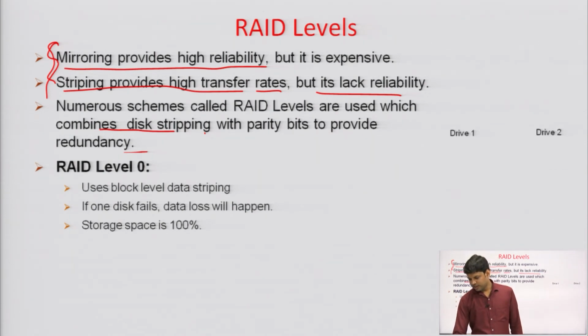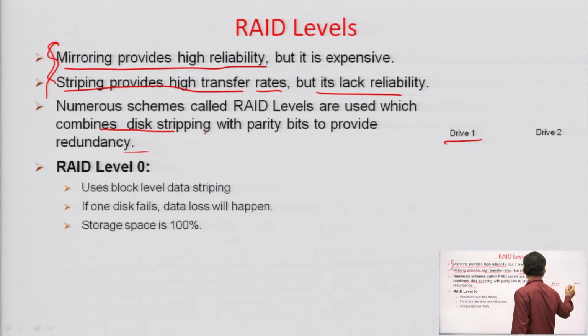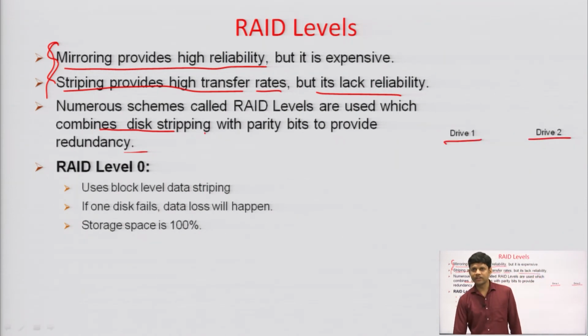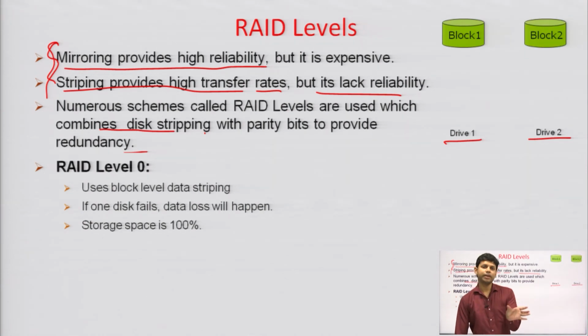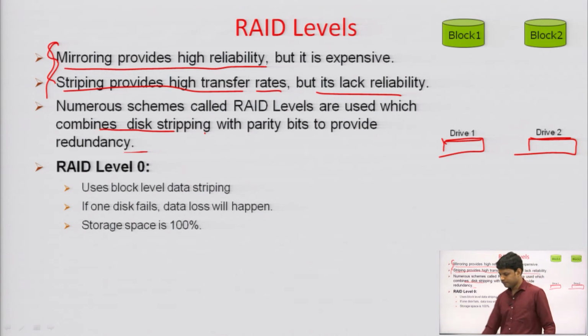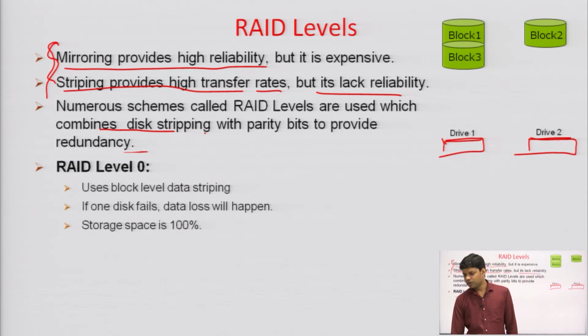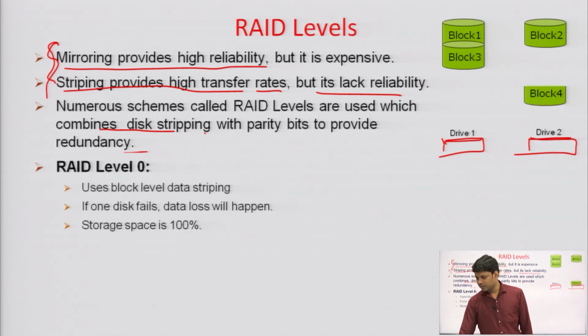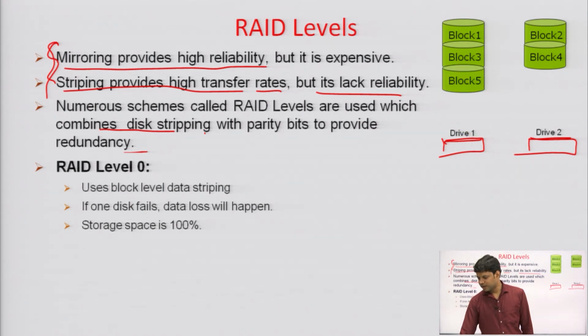Okay, so this is the example here, drive 1 and drive 2. Just see how the data is divided into two disks. This is your block 1, this is your block 2 of the same data. Block striping means you have divided the data into blocks and you are keeping the blocks in different drives. Block 1 is in drive 1, block 2 in drive 2, block 3 in drive 1, block 4 in drive 2, block 5 in drive 1, block 6 in drive 2, block 7 in drive 1, block 8 in drive 2.